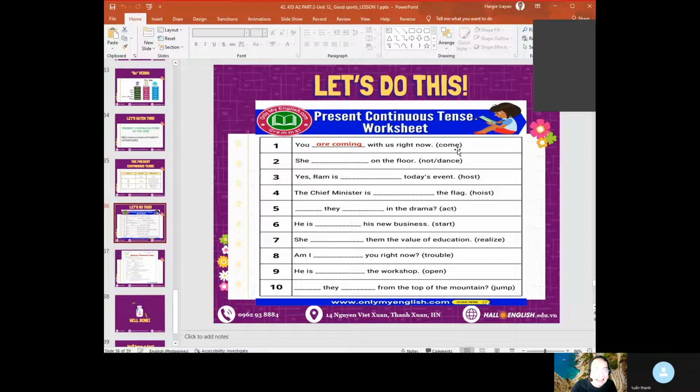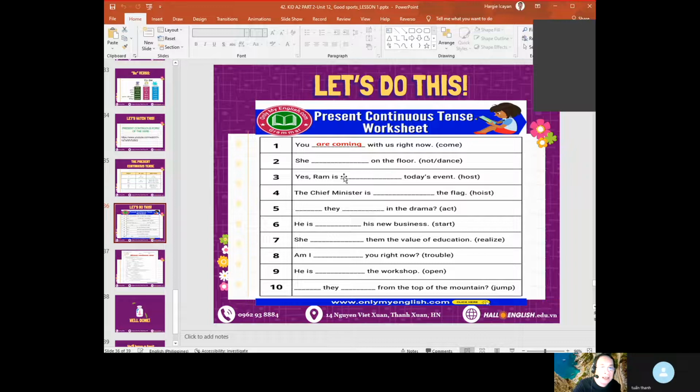If we add ing, the word come becomes coming. Very good. Now why is it we use are? Because our subject is you. Very good. Again, remember, if our subjects are you, we, they, we have to use the be verb are. If it is he, she, it, we have to use the be verb is. If it is I, we have to use the be verb am. Got it?